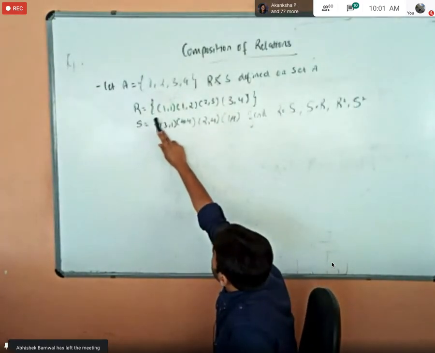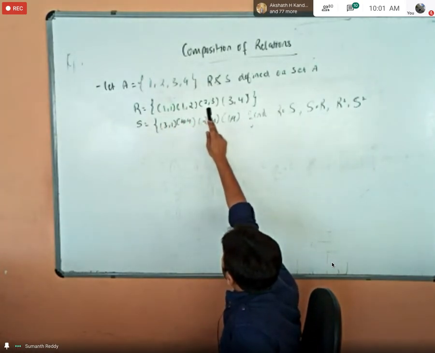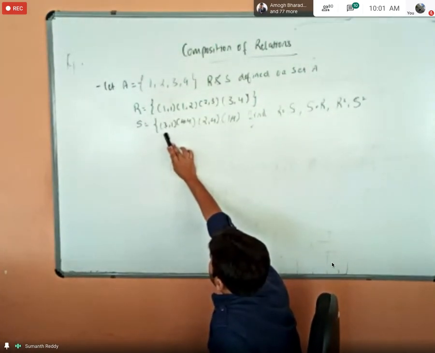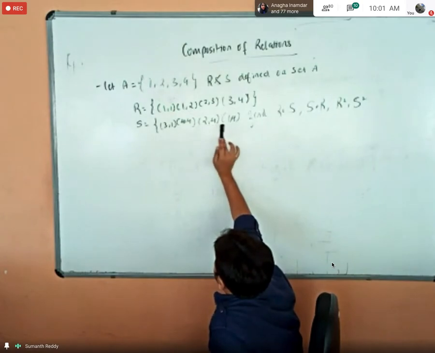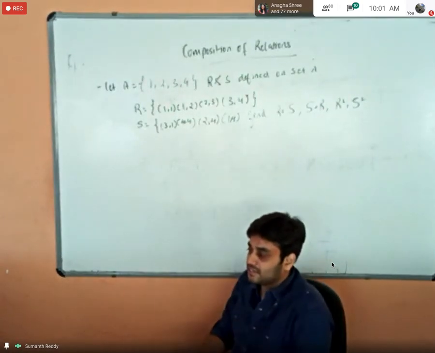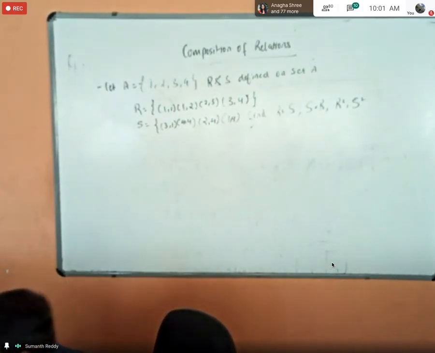And R will contain the ordered pairs 1, 1, 1, 2, 2, 3, 3, 4. Fine. And S will contain the ordered pairs 3, 1, 4, 4, 2, 4, and 1, 4. Okay. So now I'm just asking you to find R composition of S, S composition of R, R square and S square. So keep trying it.